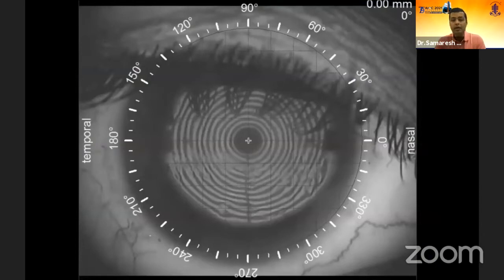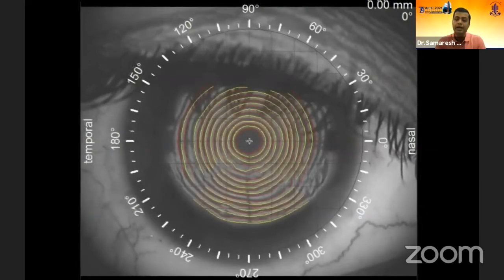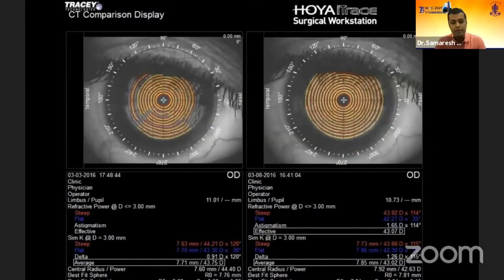Be very aware and teach your staff to look at the raw data. If you have a bad topography, you're going to have bad K readings, and bad K readings will translate to a lot of bad outcomes for the patient. So this is the same patient pre-operatively when we were doing the biometry, and these were the maps, and our optometrists are trained to pick up these red flags.